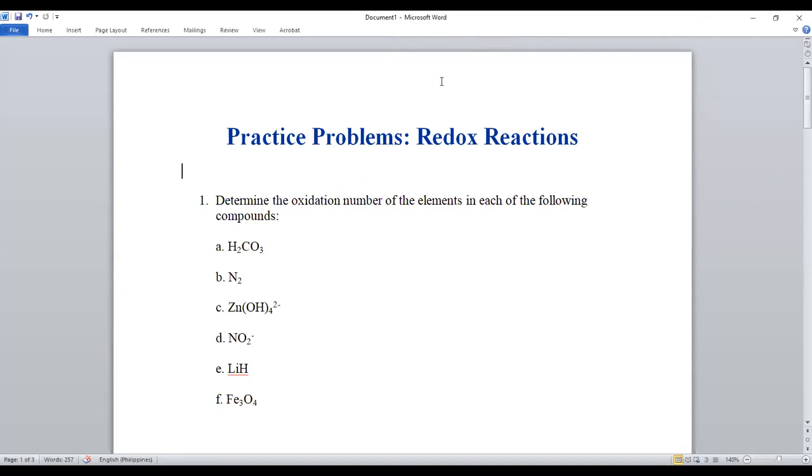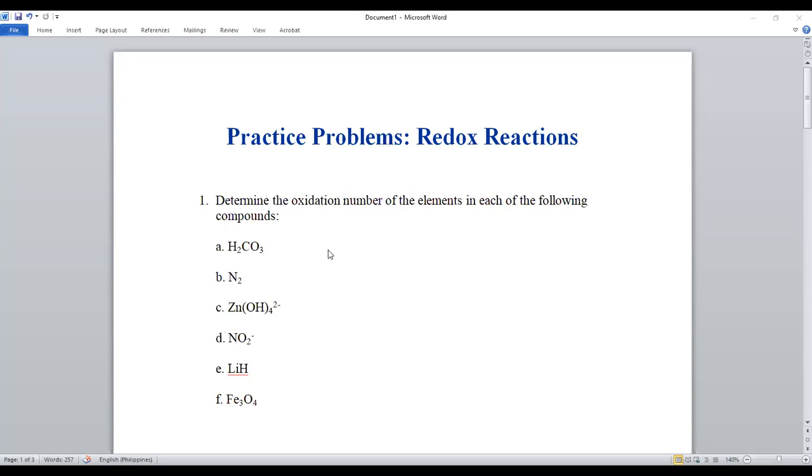Okay, you can type your answer in the chat box, or if you want, you can open your cam and show us your answer for H2CO3, that's carbonic acid. Marianne, would you like to try? Okay, here we have an answer. So we'll just put it here. So John is saying hydrogen is plus one, carbon is plus four, and oxygen plus six.